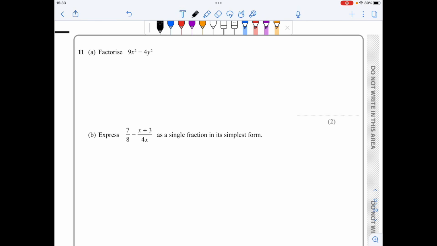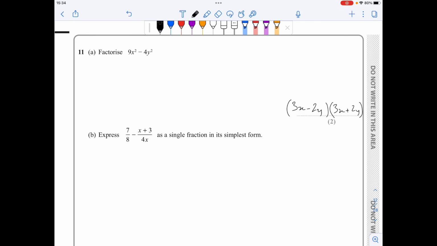In part A of question 11, just recognize this as the difference of two squares, so the two factors will be 3x minus 2y and 3x plus 2y.